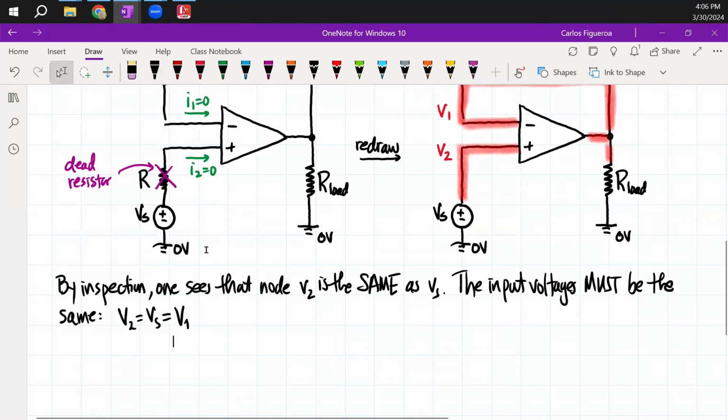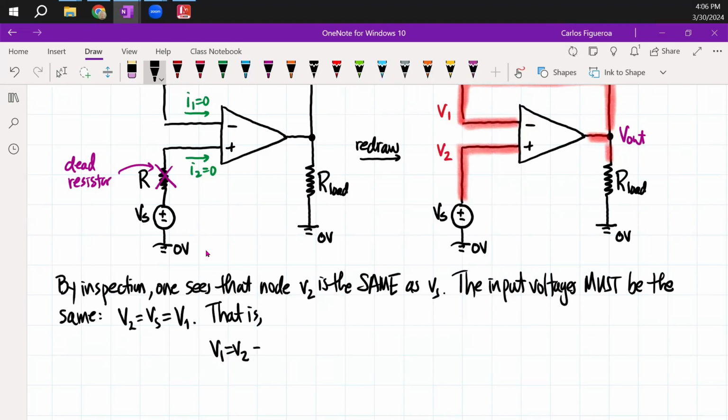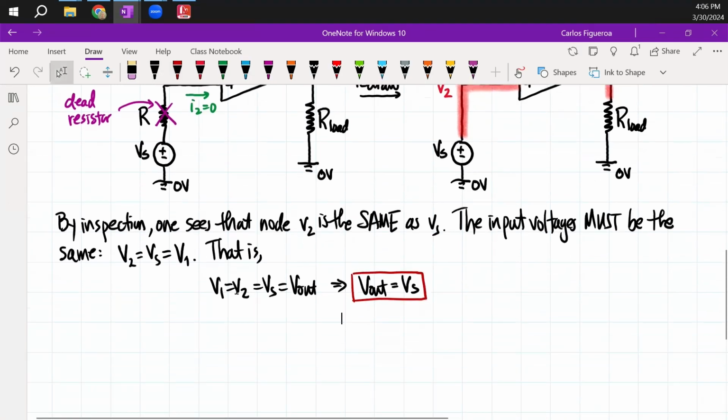But we can see immediately that V1 is a ground connected to, in this case, V out. So I could then say that because V1 and V2 is equal to V source, that has to be V out as well. In other words, V out is exactly the same as the voltage source, Vs. Right? That's what that means.